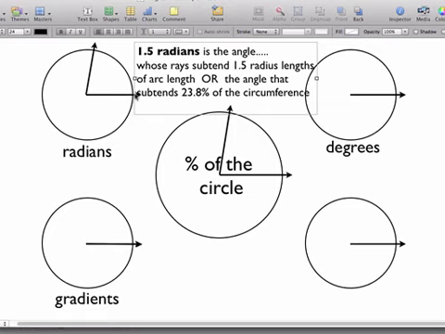360 is degrees, right? So what's the whole in radians? 2 pi. Pi is half, so 2 pi is whole. So we want 1.5 divided by 2 pi. That will give us the fraction that this angle is of a whole circle. So this 1.5 radians is 23.8% of a circle. So this is a nice way to convert 1.5 radians to degrees. So now find how many degrees that is.